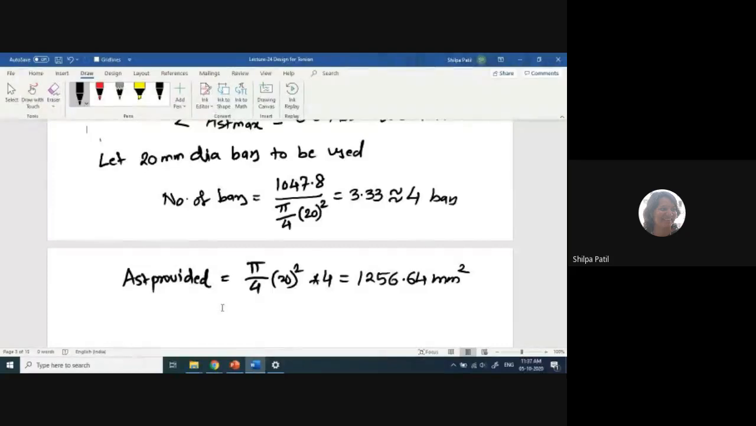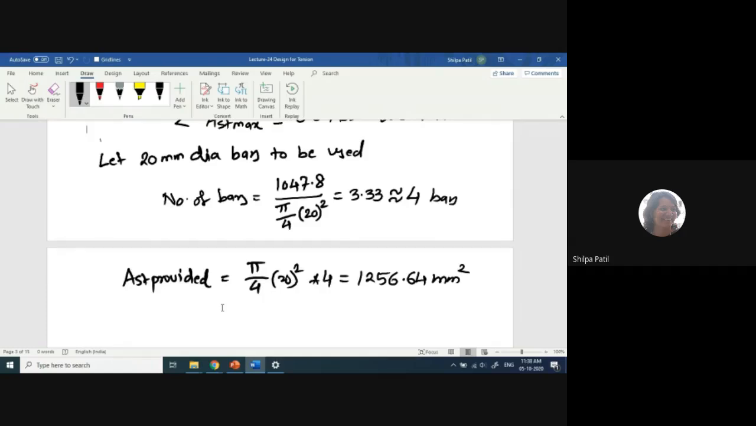Okay, so whatever the AST provided, based on that we can calculate the percentage steel and we can simply compare the percentage steel with the balanced percentage steel or critical percentage steel. That is the percentage of steel which is provided or which is required for the balanced section. That should be done practically. Yes, it is done. The percentage of steel based on this AST provided is calculated and it is compared with the critical percentage of steel. It should not be more than the critical percentage of steel.